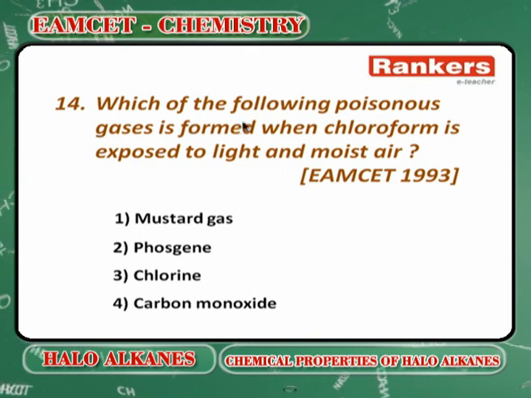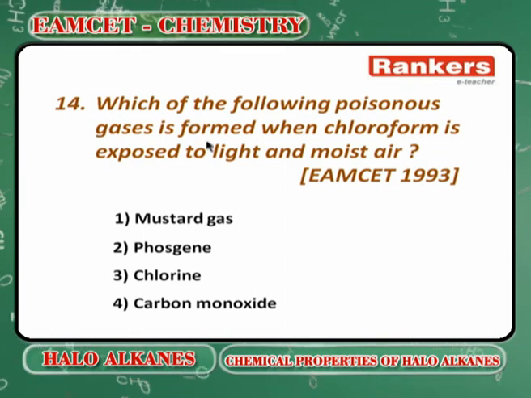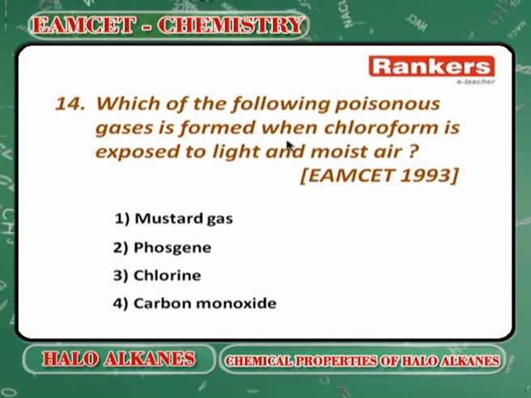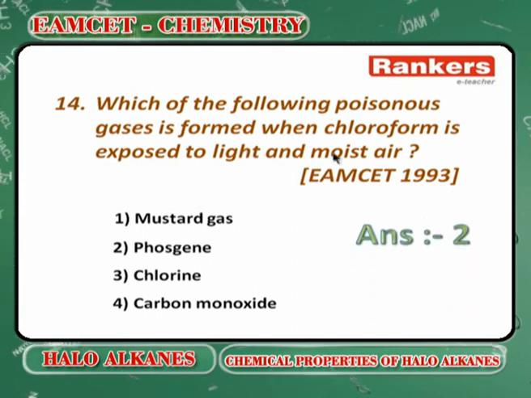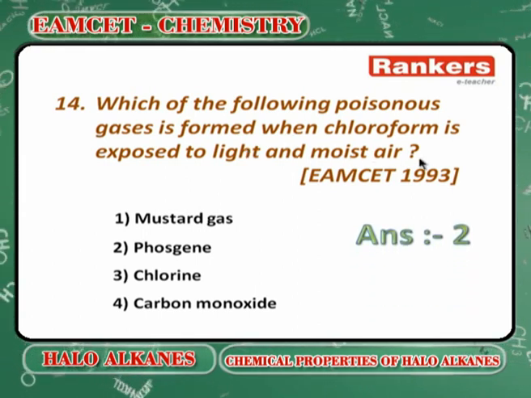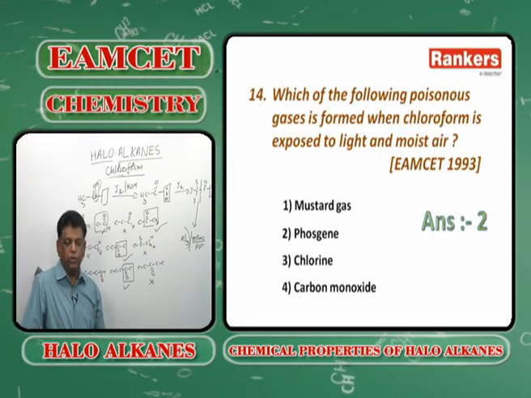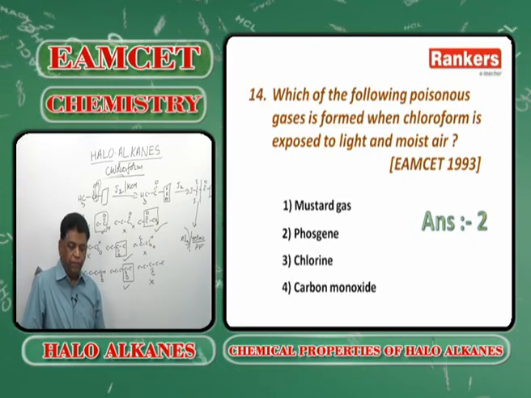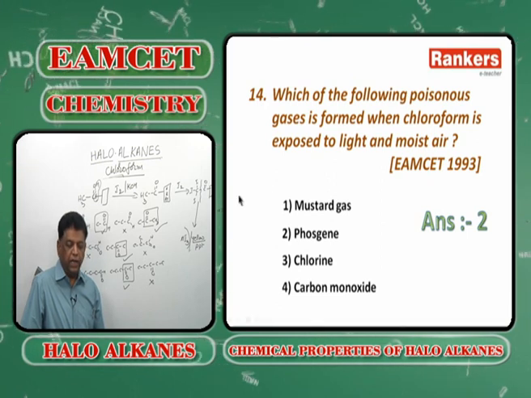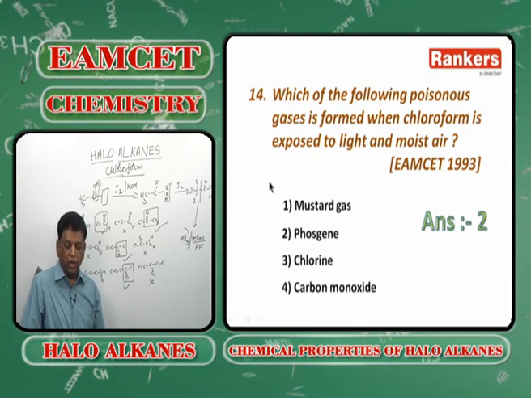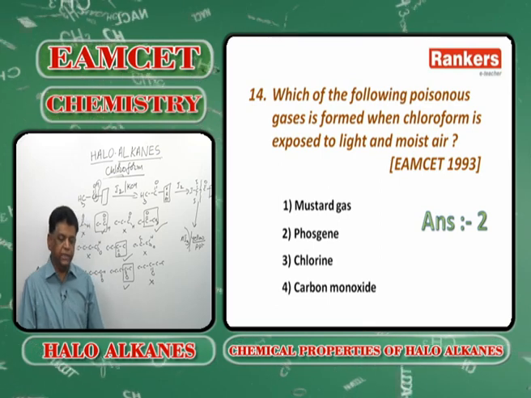Which of the following poisonous gases is formed when chloroform is exposed to light and moist air? So, this is again oxidation of the chloroform. The chloroform slowly undergoes oxidation to give COCl2, that is dichloro carbonyl compound, or called phosgene.